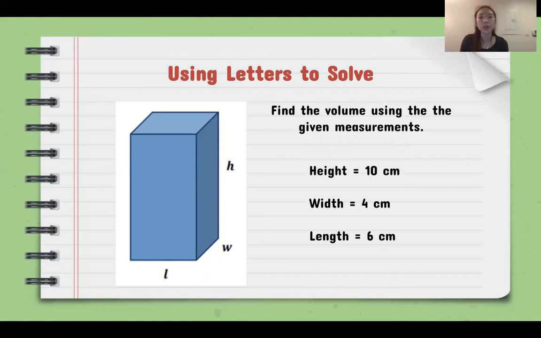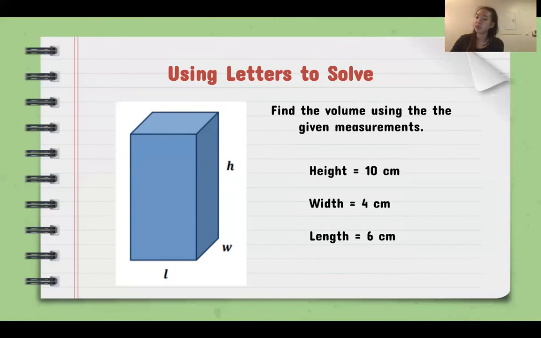And then it says our width is 4 centimeters, and our width is W. So that's going to be here, and that's going to be 4 centimeters. And then we have our L, which is length, and that's going to be here, and that's going to be 6 centimeters. So now that I connected all of our units to our letters, we are going to find the answer for volume.